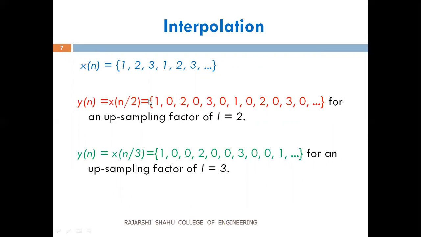Here we can observe that zeros are inserted in between to increase the number of samples. If the upsampling factor is 3, then the equation of the resultant signal y of n becomes x of n by 3, and the amplitude values of the signal are like this. Here 2 zeros are inserted after every sample of the original signal. That means the number of resultant samples is 3 times the original, because your upsampling factor is 3.